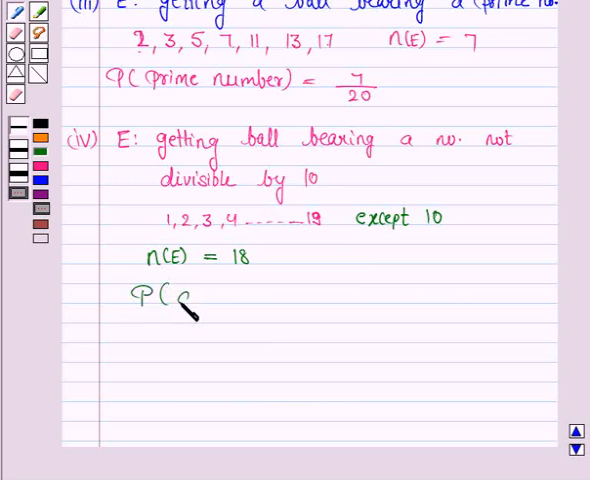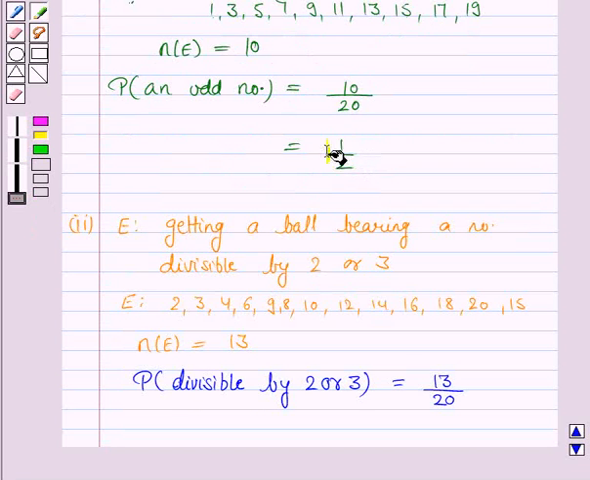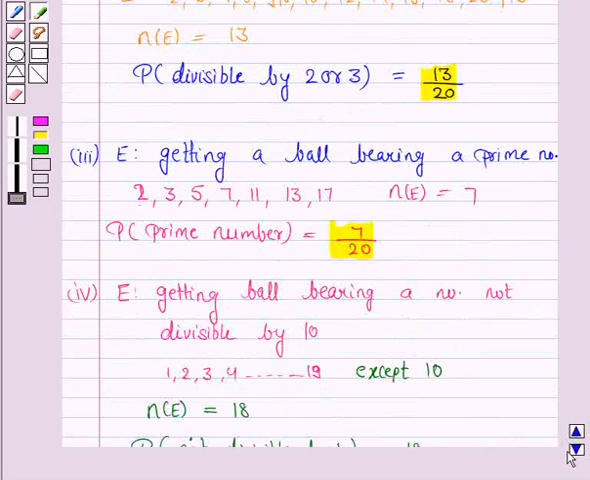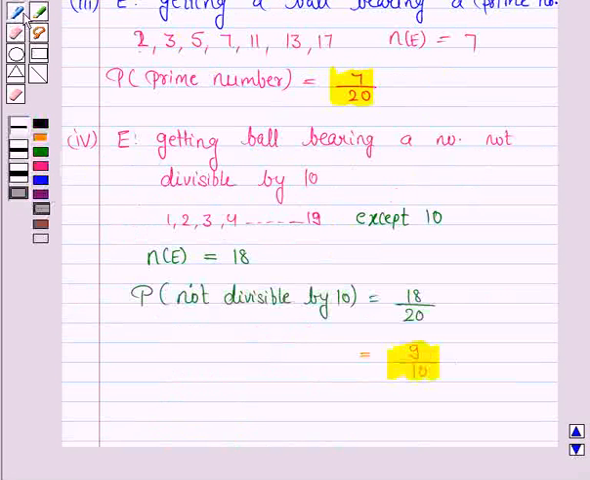So the probability that the number is not divisible by 10 is equal to the number of outcomes favorable to E, that is 18, upon the total number of outcomes, that is 20, and this is equal to 9 by 10. So the answer to the first part of the question is 1 by 2. Answer to the second part of the question is 13 by 20. Answer to the third part of the question is 7 by 20. And answer to the fourth part of the question is 9 by 10.